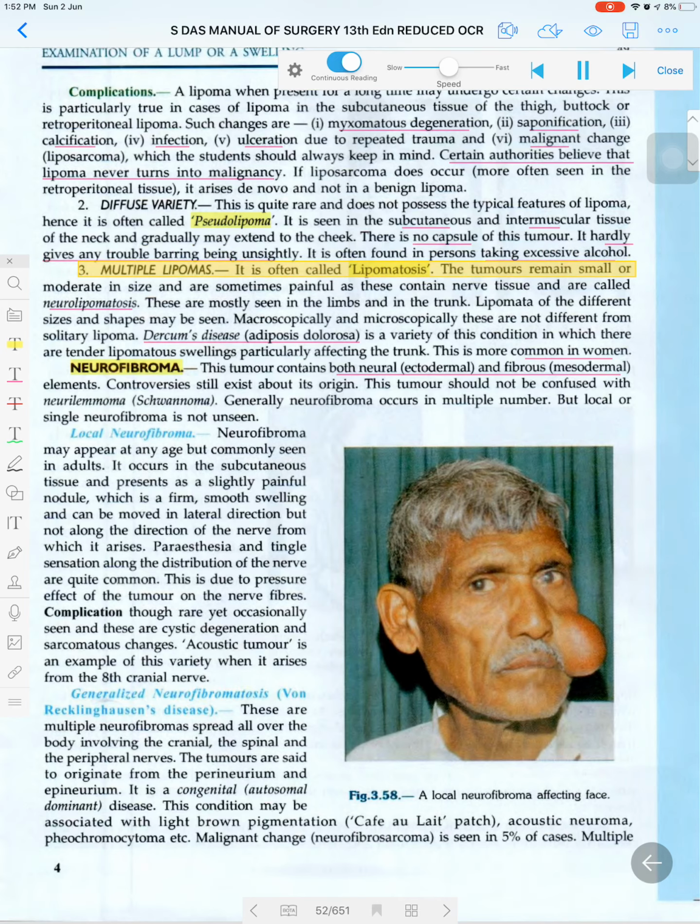3. Multiple lipomas. It is often called lipomatosis. The tumors remain small or moderate in size and are sometimes painful, as these contain nerve tissue, and are called neurolipomatosis. These are mostly seen in the limbs and in the trunk. Lipomata of different sizes and shapes may be seen. Macroscopically and microscopically these are not different from solitary lipoma. Dercum's disease, adiposis dolorosa, is a variety of this condition in which there are tender lipomatous swellings particularly affecting the trunk. This is more common in women.